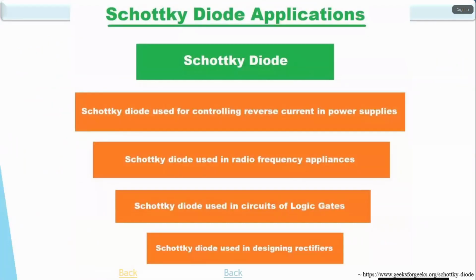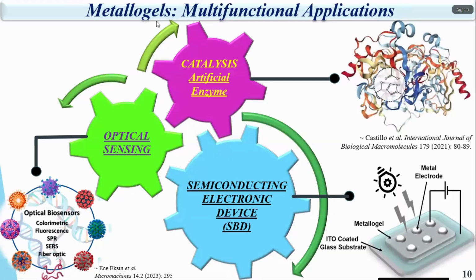These are some examples of Schottky barrier diodes. They can be used for controlling reverse current in power supplies. Schottky diodes can be used in radio frequency appliances, circuits of logic gates, and for designing rectifiers as well. So these are the main applications we focused on using these materials.